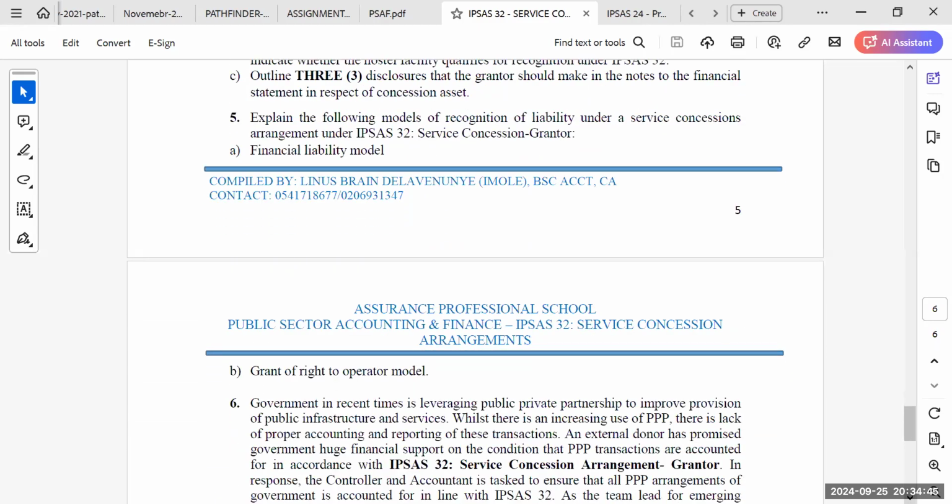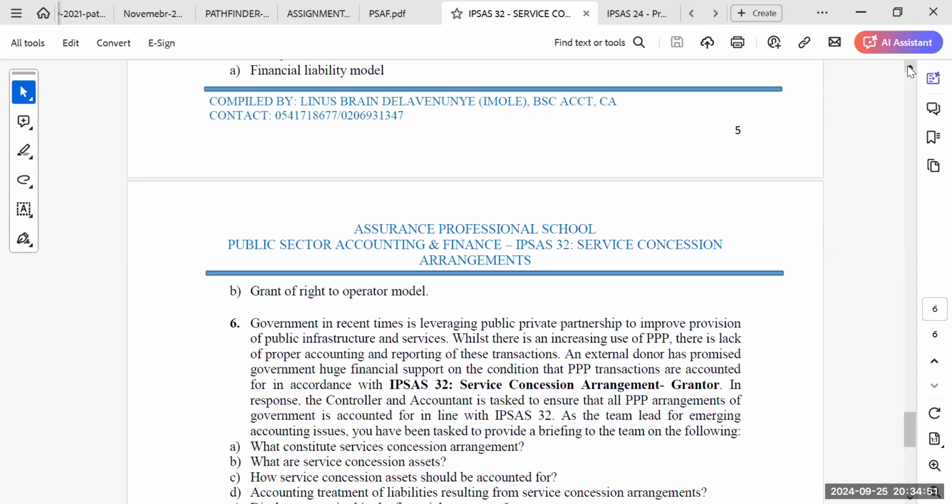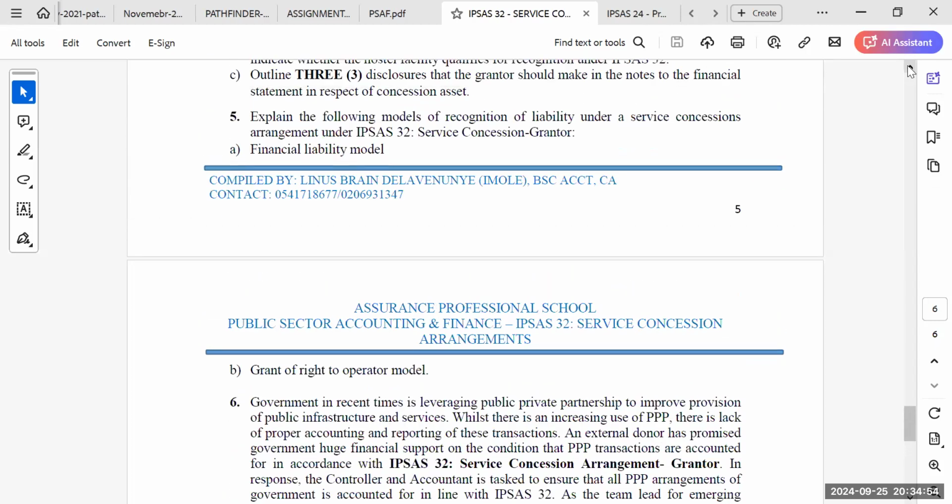Let's pick the fifth one. Question number 5. Explain the following models of recognition of liability under a service concession arrangement under IPSAS 32, service concession grantor: A, financial liability model, and B, grant of rights to operator model. So how do we go about this one?